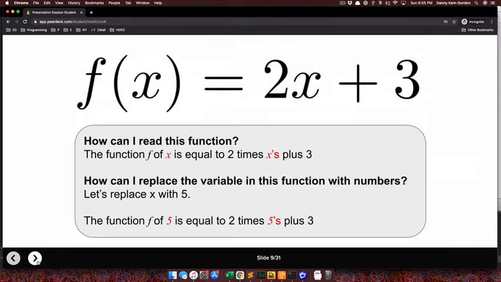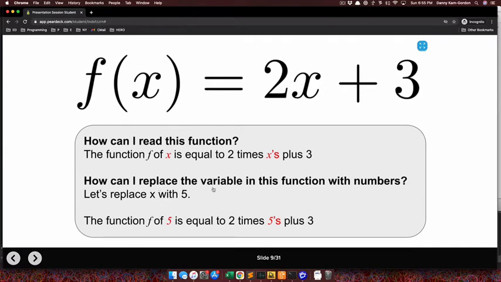And this next one says, how can I read this function? So when you see this f(x), the way you literally read it is the function f of x is equal to 2 times x. If there's nothing between the 2 and the x, it's always going to be a multiply, 2 times x plus 3.